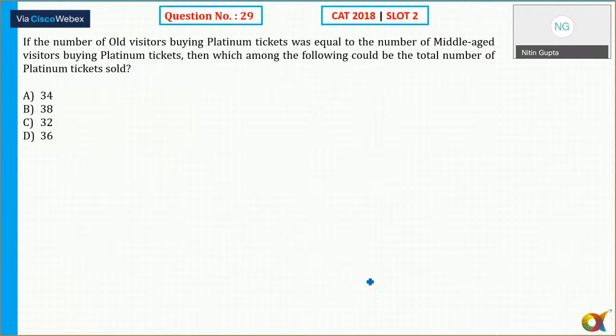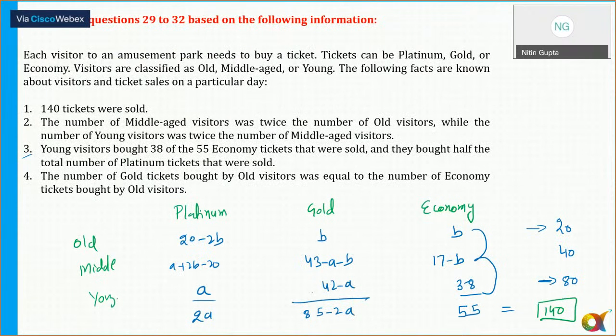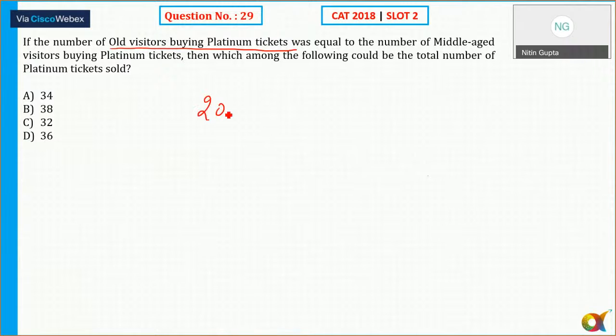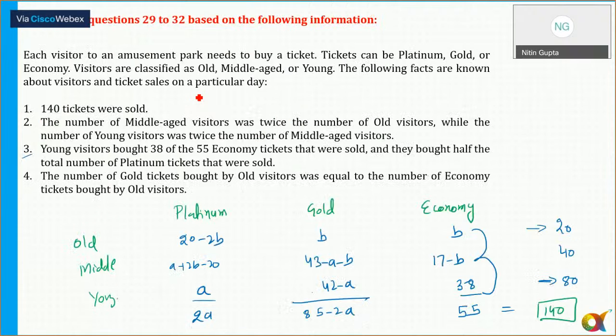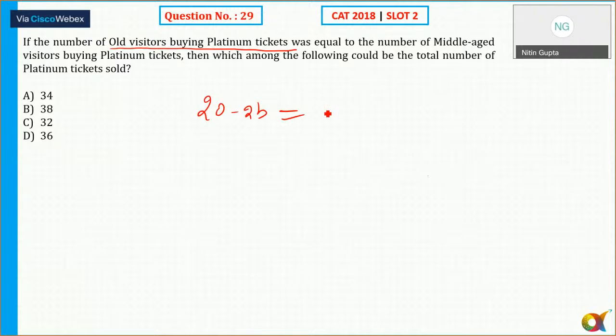It says, if the total number of old visitors buying platinum tickets, that is 20 minus 2B, was equal to the number of middle aged visitors buying platinum tickets, that is A plus 2B minus 20.